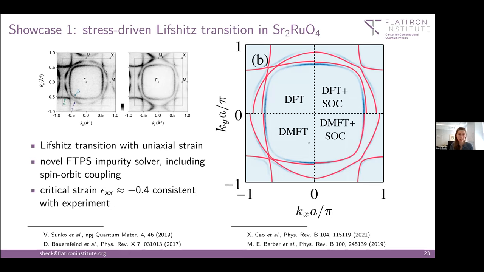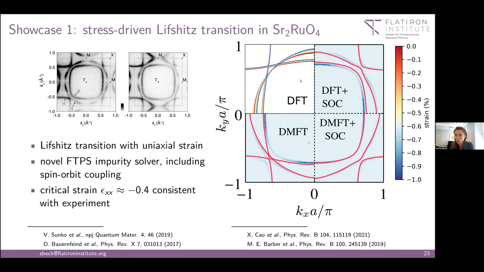So this was measured experimentally. When you focus on the gamma sheet, which is the circular one, and you apply compressive strain along 100, you see that at the M2 point, this sheet opens up, and this is a topological transition, which has a number of interesting properties. So I will do the same that is shown on this plot, but now as a function of strain, where red corresponds to zero strain and one corresponds to -1%.